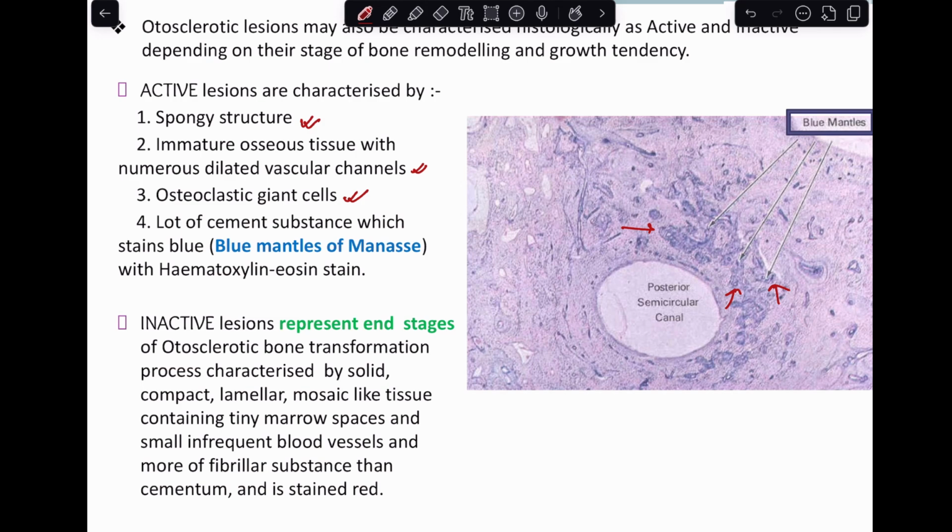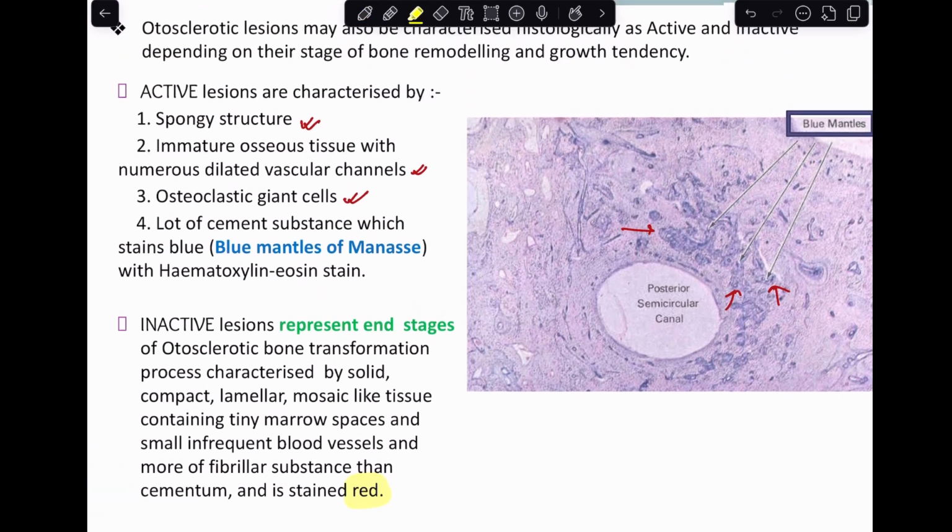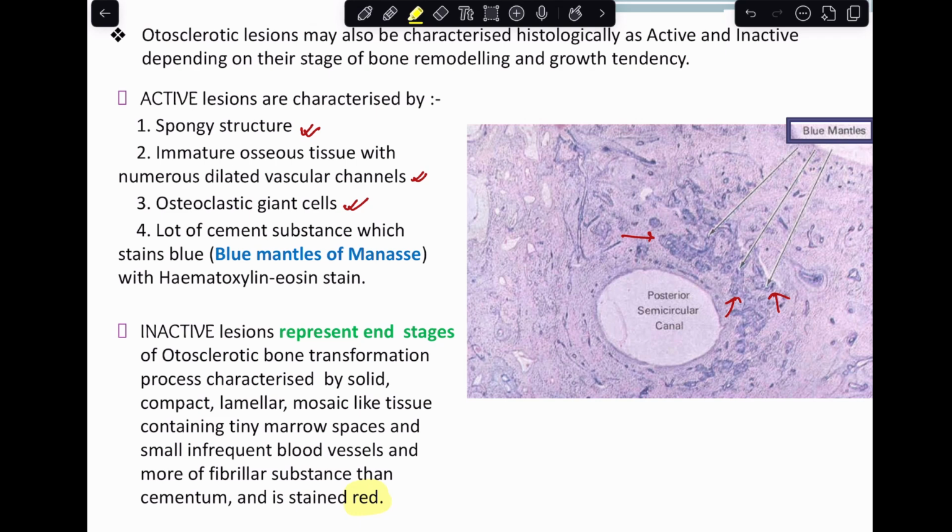Now, the inactive lesions represent the end stage of the otosclerotic bone transformation, and this will be characterized by solid, compact, lamellar mosaic-like tissue, which contains very tiny marrow spaces and small, infrequent blood vessels, and which has more of a fibrillar substance than cementum. And when we stain it, it stains red in color. So, this is about the histopathology of otosclerosis.